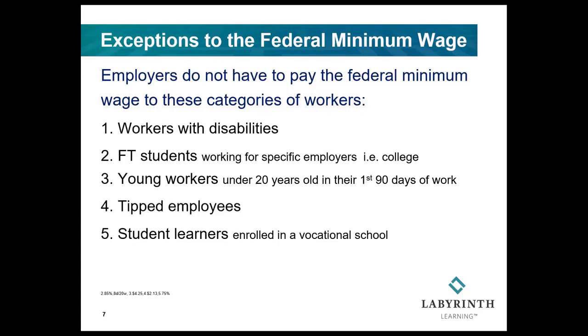Exceptions to the federal minimum wage. This means that employers may not have to pay the federal minimum wage to 5 categories of workers. First one, workers with disability. Those with disability may not be as productive as others and therefore may receive pay less than the minimum wage. However, it must be commensurate with their productivity level.